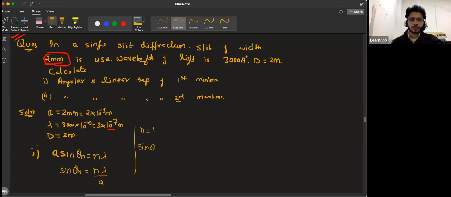Nabil, check your calculations. Sin theta 1 is lambda by a. Substitute values. What is lambda? 3000 angstrom. So that means 3000 into 10 raised to the power minus 10, which is 3 into 10 raised to power minus 7. How much is a? 2 mm. 2 into 10 raised to power minus 3.